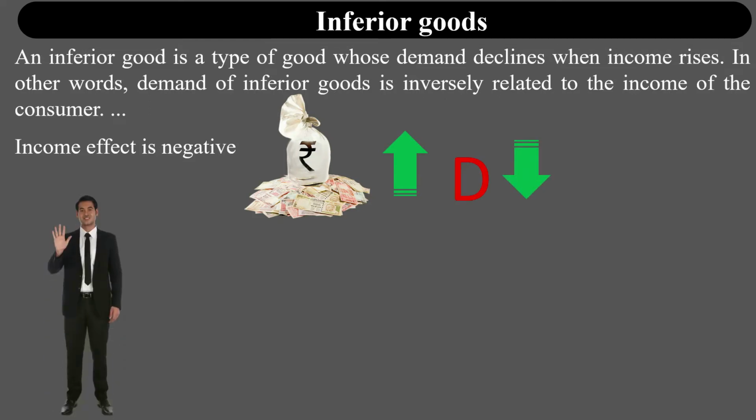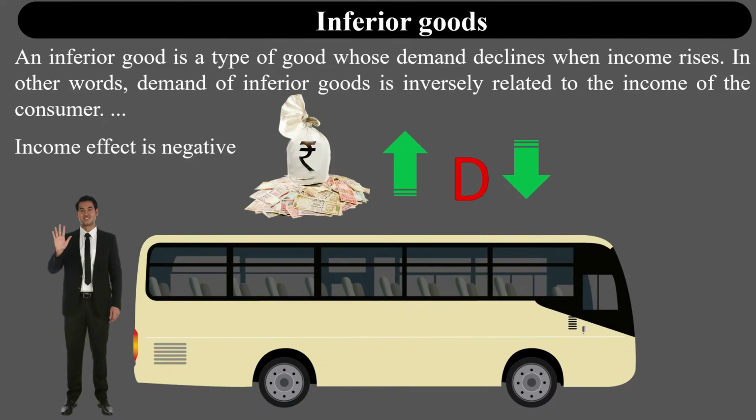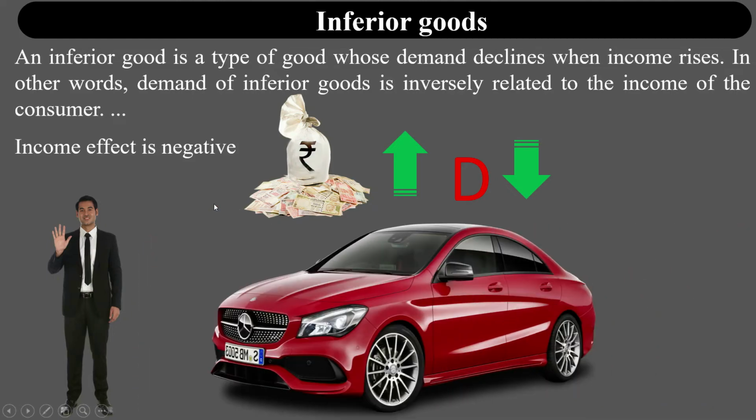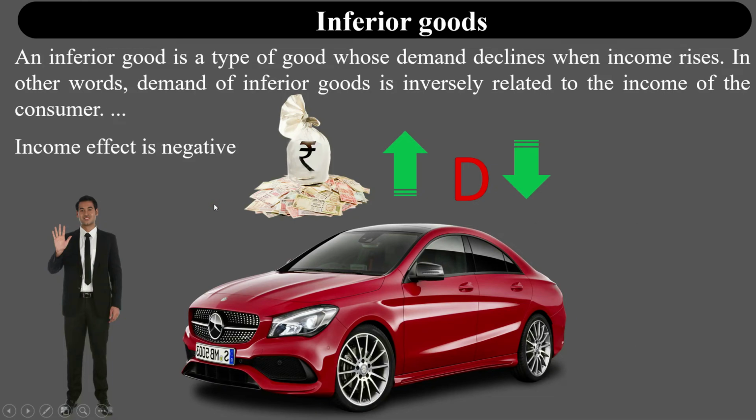For example, if a person normally travels depending upon public transport, and if his income rises, he will use a car to travel. So the demand for the bus is going down, and it is called an inferior good. So we can see many other examples in the markets. It depends upon the consumers and the place.